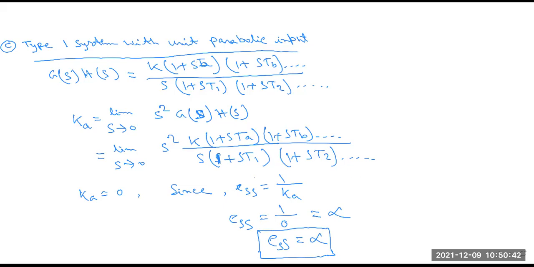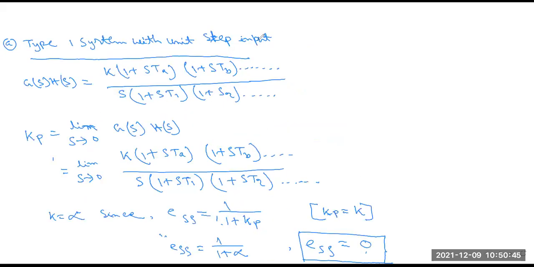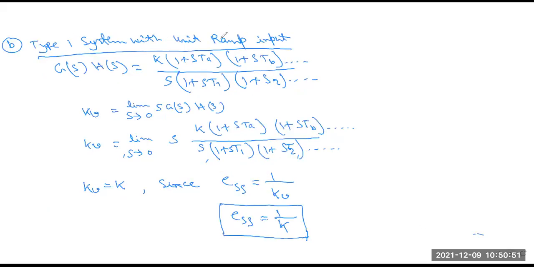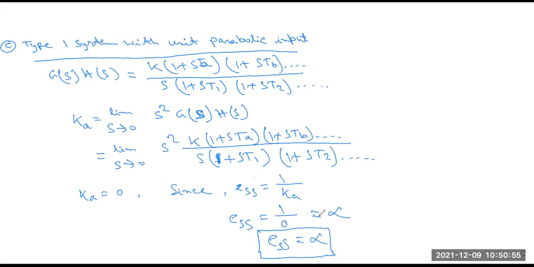Okay, so these are the type 1 system results. For the unit step response of the type 1 system, the steady state error is 0. When it is the ramp input function, the value is 1 by K, and for the parabolic input it is infinite. Okay, is it clear? This is the type 1 system for the 3 input functions. Is it clear? Yes, sir.